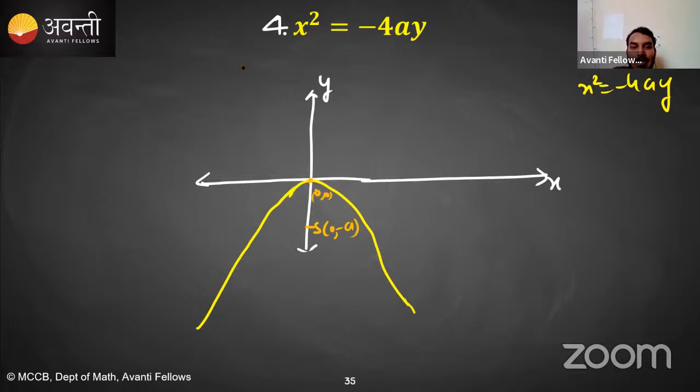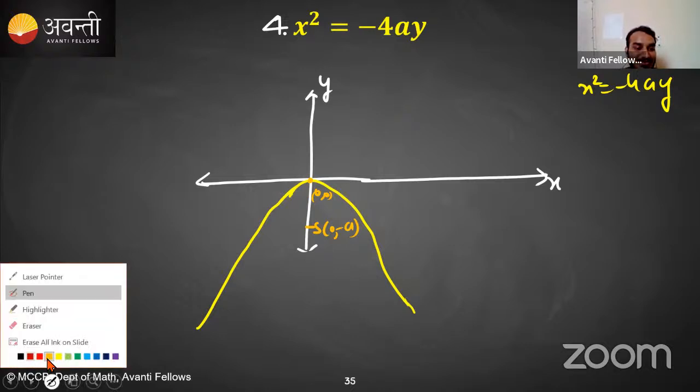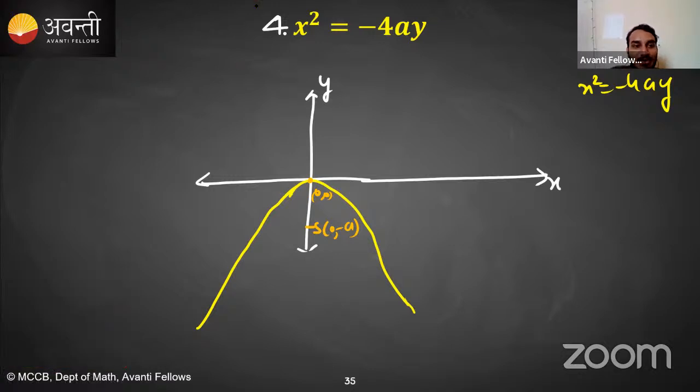Can anybody tell me the directrix? Yes, very good Mridula. Can anybody tell me the equation of the directrix quickly in the chat box? Equation of the directrix. What is the y axis? Yes, y equal to b. Where did b come from? There is no b anywhere. Yes, y equal to a. Yes, yes, yes, y equal to a. Okay.